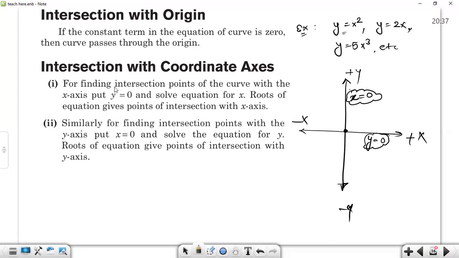So if you have to find the intersection point of the curve with the x-axis, then put y equals 0 and solve the equation for x, and vice versa. If you have to find the intersection point of the curve with the y-axis, then put x equals 0 and solve the equation for y. The roots of the equation will give the points of intersection with the y-axis. As many roots as there are, there will be the same number of intersection points of the curve with the y-axis. Are these two points clear? Any doubts? Yeah, clear, sir.